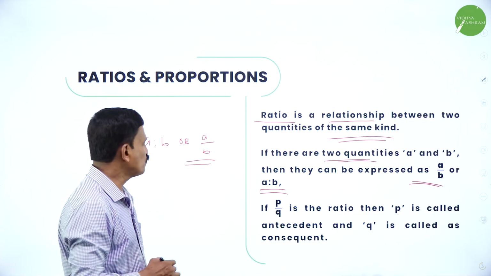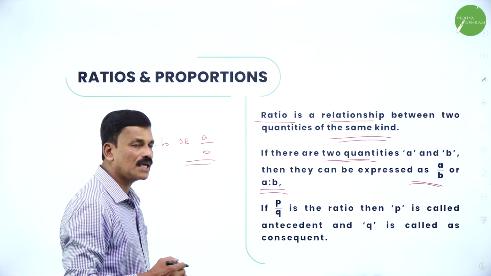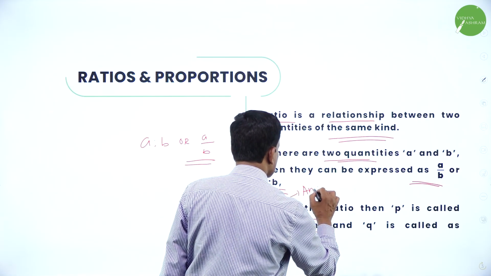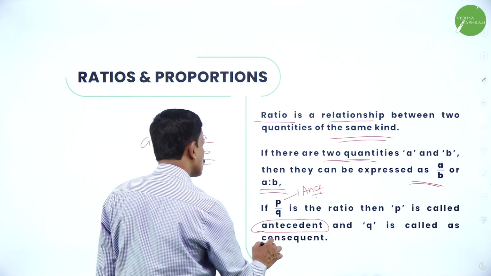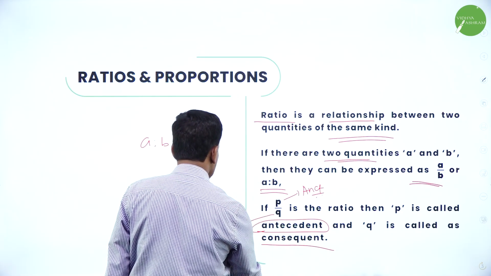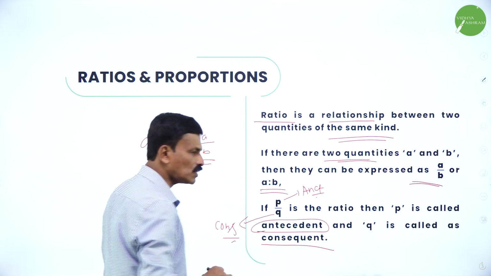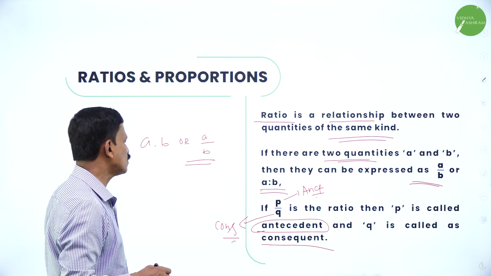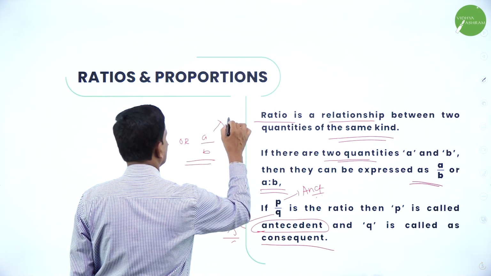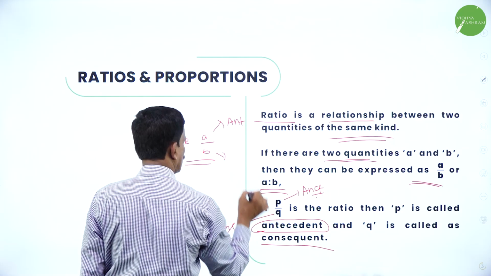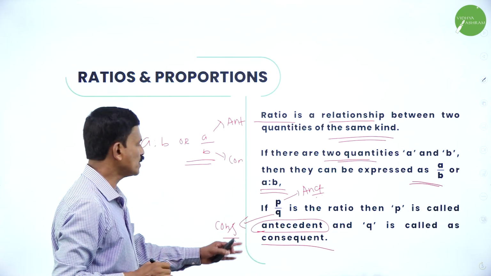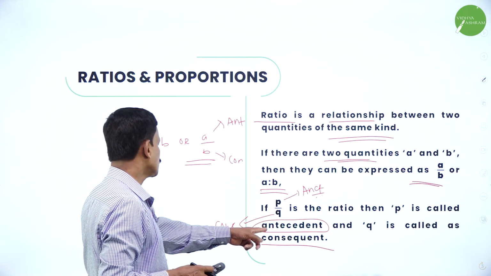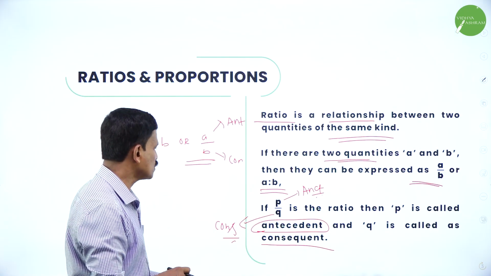Suppose in general, if P by Q is the ratio, then the numerator P is called the antecedent, and the denominator Q is called the consequent. Very important. You may expect one more question from this. So if P by Q is a ratio, then P is called the antecedent and Q is called the consequent.